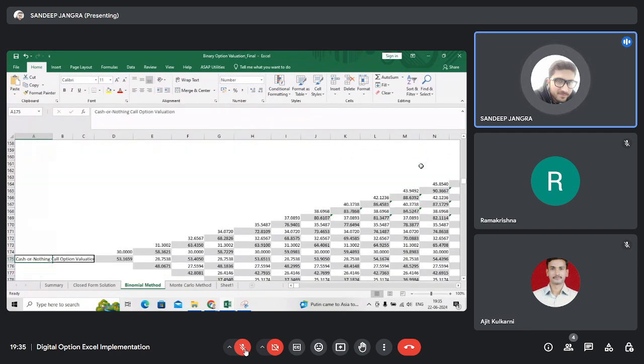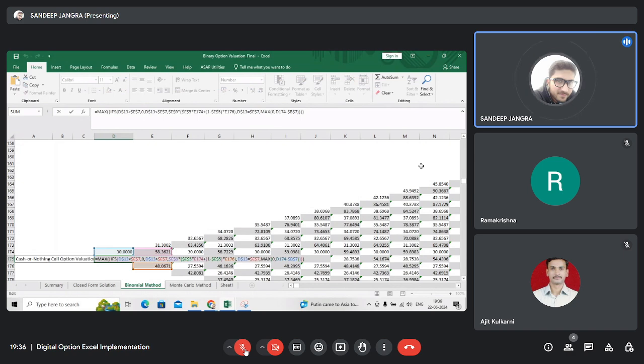Now at the end, this is the value of the option at present, reflecting the present value of a cash or nothing option by the binomial option model. The process is the same. You just back calculate the whole thing, and at the end this will be your final result.